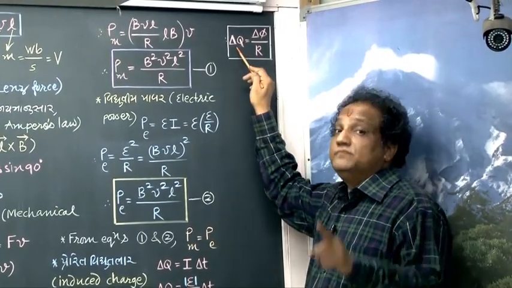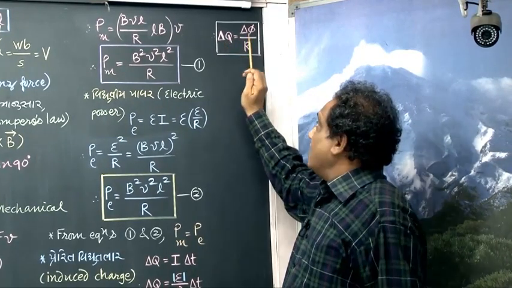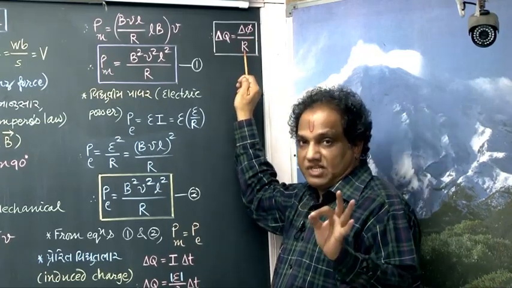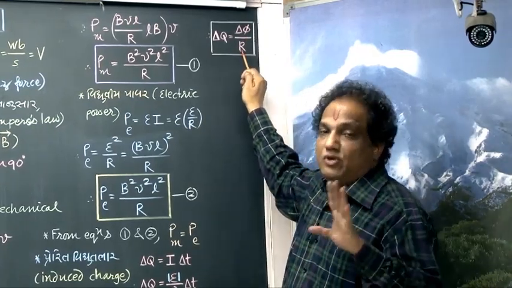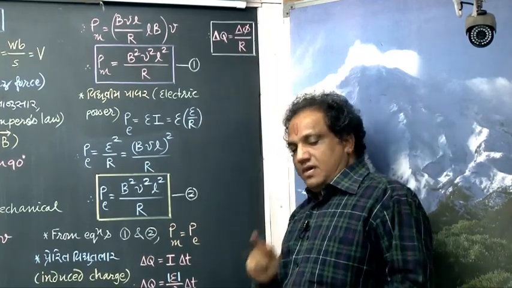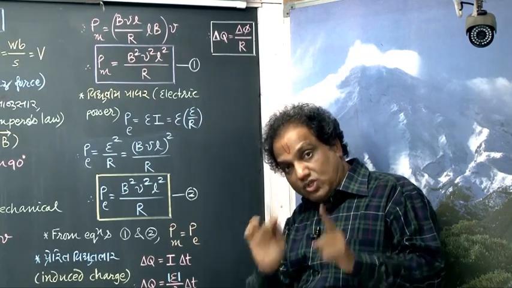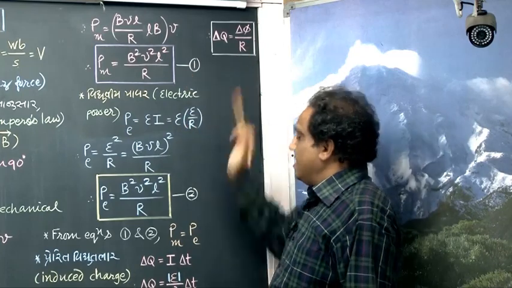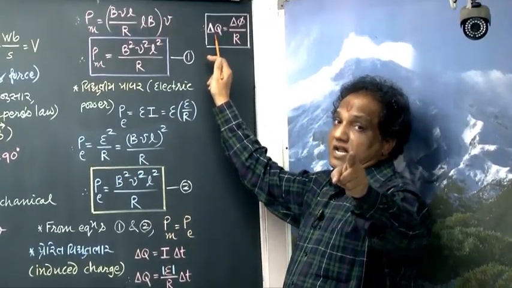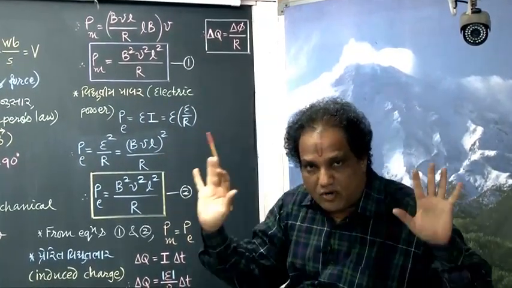What is the delta Q? Don't say charge, say induced charge. And what is the delta phi? Magnetic flux. R is the resistance of the circuit through which induced current is passing. Okay, fine. Have you noticed one thing? Induced EMF depends on time. Induced current also depends on time. But here delta T is getting cancelled. So we can say induced charge does not depend on time. Remember, induced charge does not depend on time.